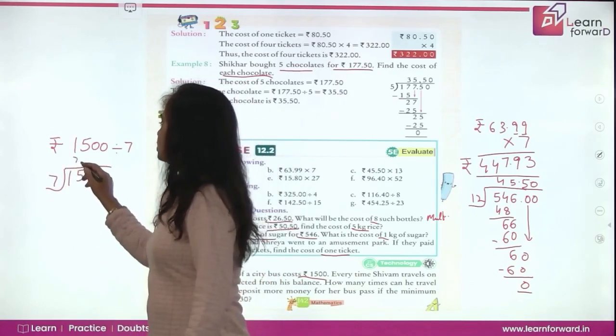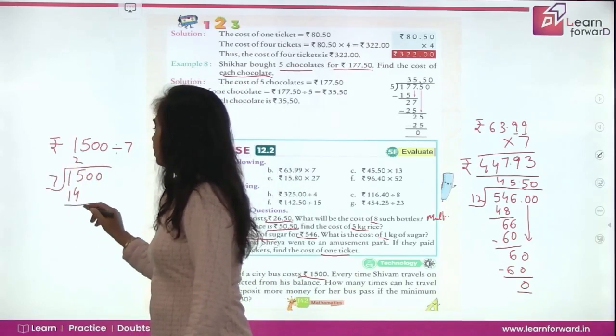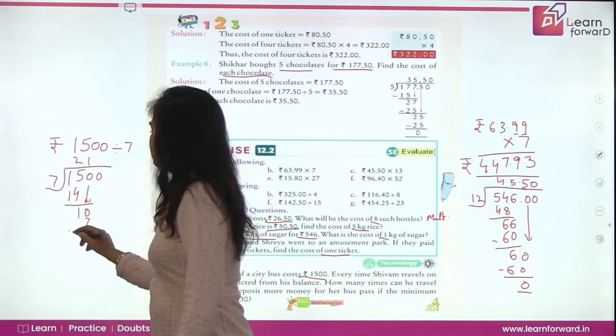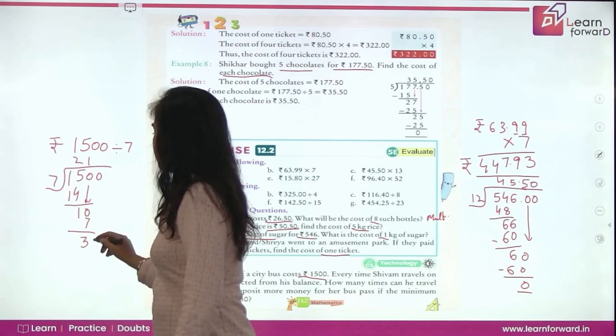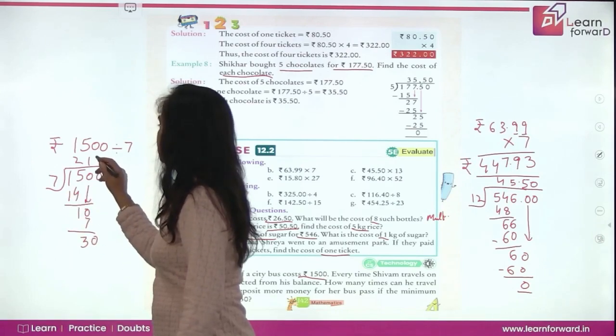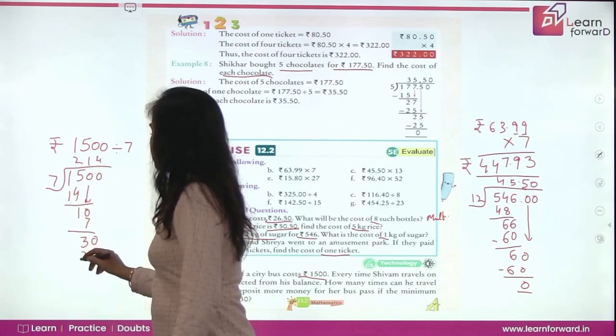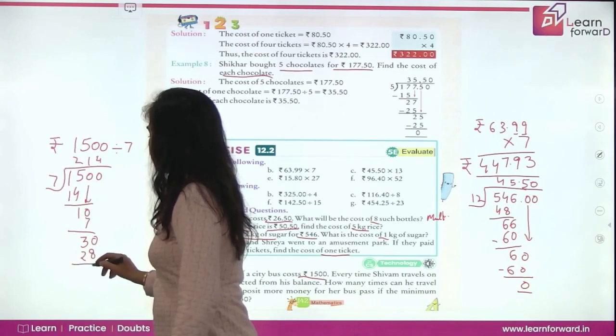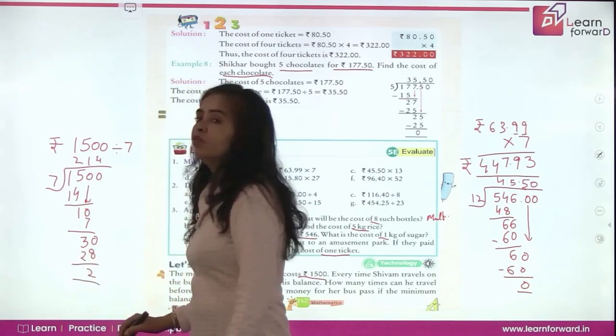So 7 twos are 14. 1, bring down 0. Yes, 7 ones are 7. What do you get? 3, bring down 0. Then 7 fours are 28. And you have a balance of 2 rupees.